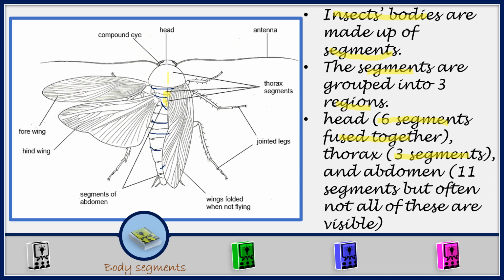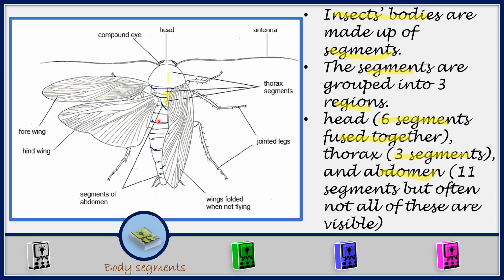Then we have the abdomen. The abdomen is made up of 11 segments, and these segments are the ones that we have around here, but often not all of these ones are visible. When you count them, you will not see all the 11 segments. You will see some of them, and some will be hidden. So that's how the segments are.